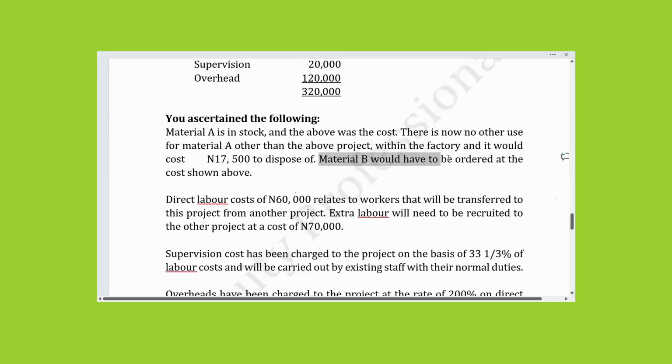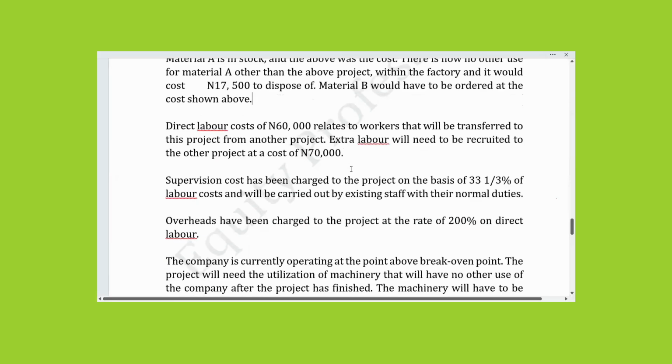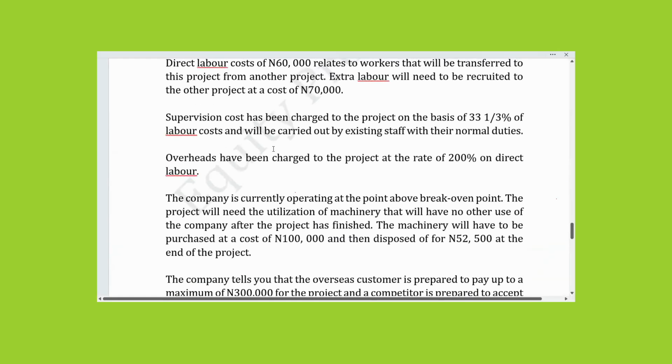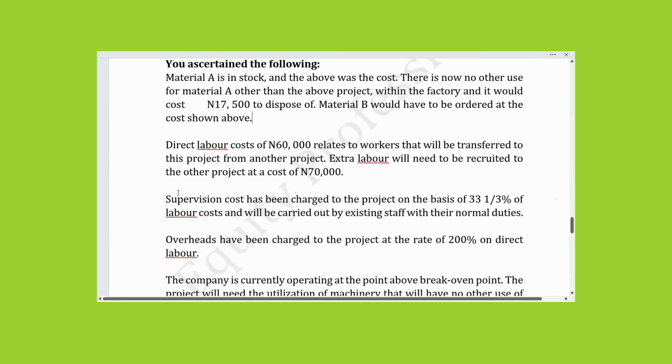Material B would have to be ordered at the price shown above. So it's more like current purchase price. All right. Yeah, they don't have it, so they have to go and buy. So next, the next one is supervision.